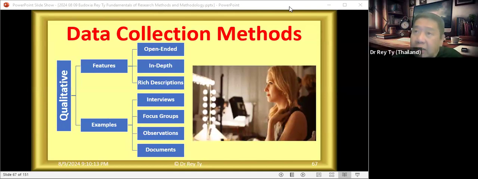Observation, you should not judge people. You take records, you just observe and write down in your field notes what you see and document whatever is available out there.